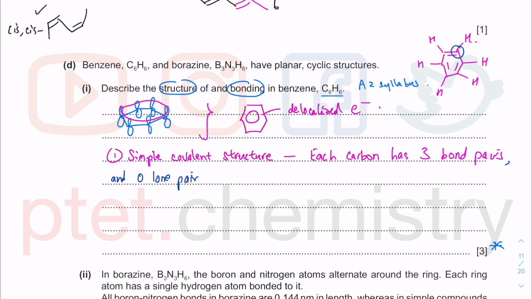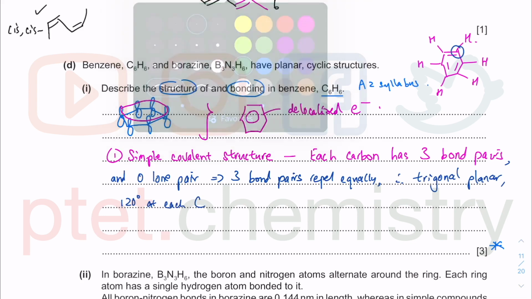And then this will give you 3 bond pairs repelling equally. This is your VSEPR. So therefore, trigonal planar geometry. So trigonal planar, 120 degrees at each carbon.